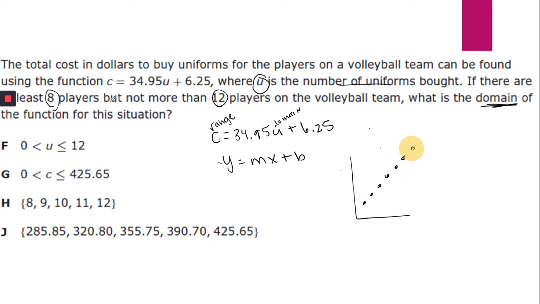Now, it says I have 8 players, but no more than 12 players. Well, am I going to order 0 uniforms? No, it says I have 8 players. So I know I'm going to have at least 8 uniforms. And I know the most I'm going to have is 12 uniforms. So it's going to be everything between 8 and 12. So this would be my domain. The range would be the cost of having each of these uniforms. So I would plug 8 in for U, find out what that is, to find the cost, which would be my J answer. It's asking for domain, so the answer here is H. So this is discrete.